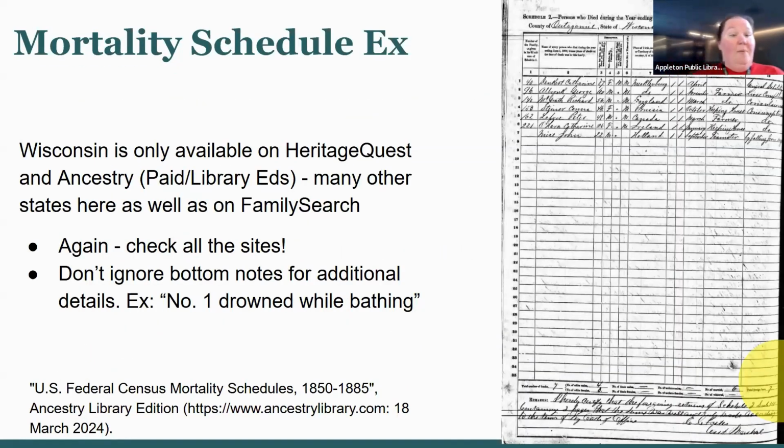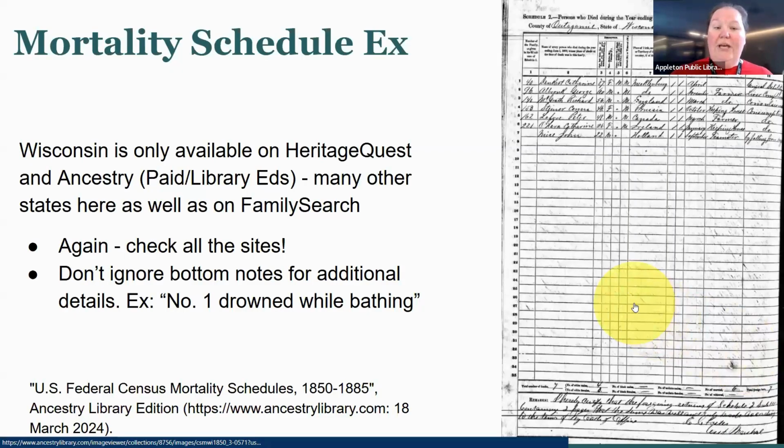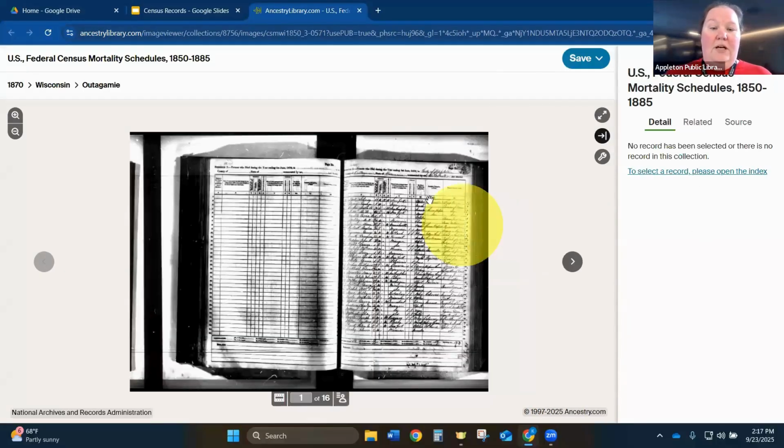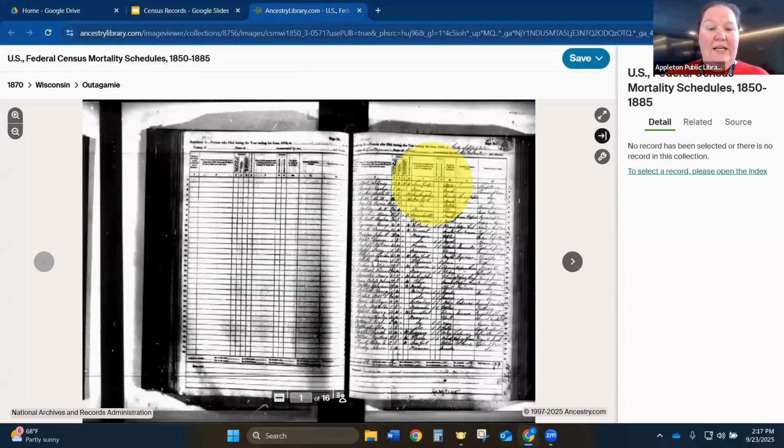So Wisconsin is only available on Heritage Quest and on Ancestry. They do thankfully have the mortality schedule for our state. These also have many other states here and on Family Search, but again, look at all of the different sites. And I also want to point out down here, they have some additional details. So for this one, it says, for example, number 1, drowned while bathing. Well, that gives you a little bit more detail about this person's death. So you can zoom in and kind of see what details they give you.